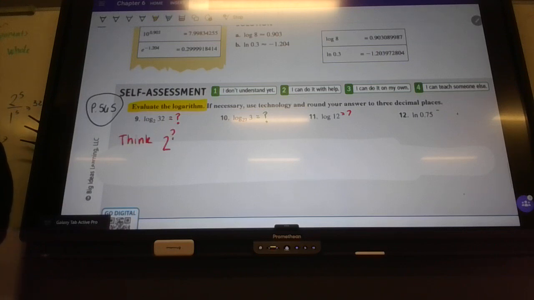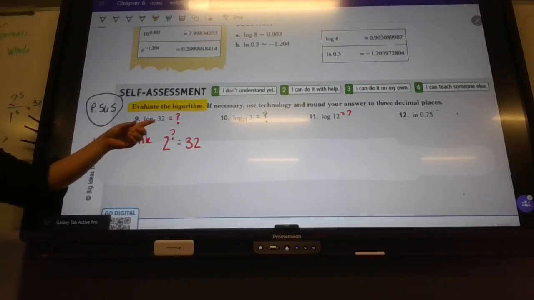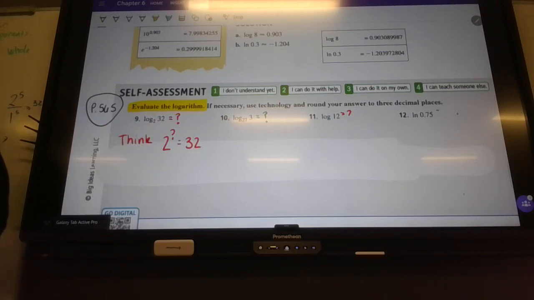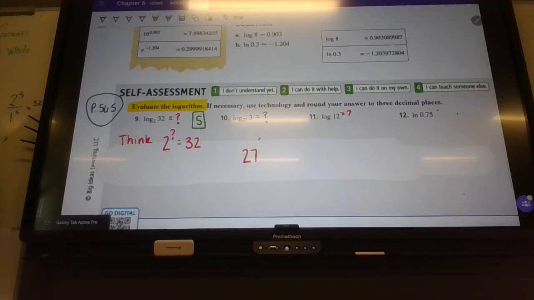2 to what power is 32? I'm thinking about what exponent of this base would give me that result. And 2 to the 5th is 32, so that answer is 5. And now I have to think, 27 to what power is 3? How does an exponent make a number smaller? A third. Fraction. Yeah, fraction.